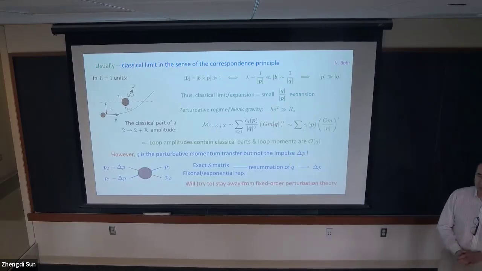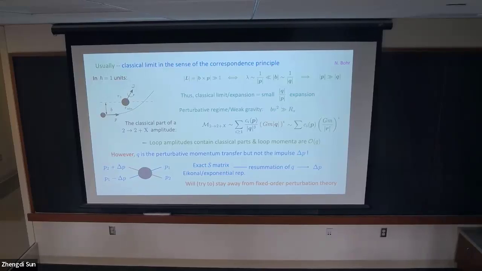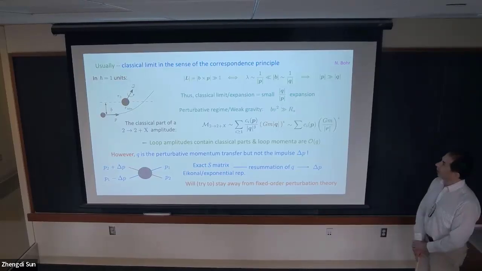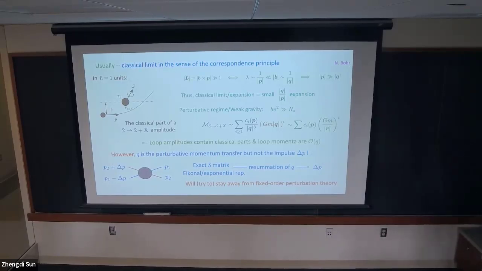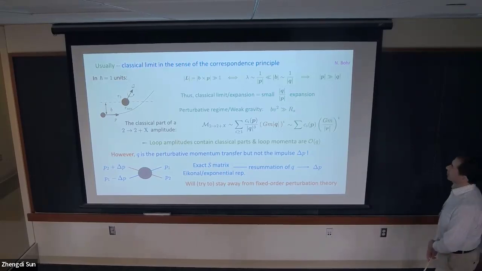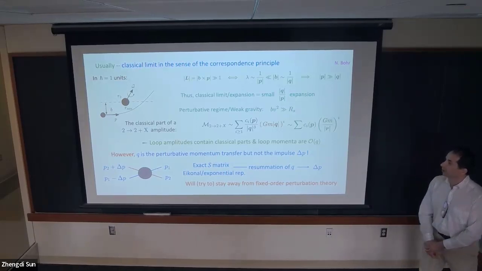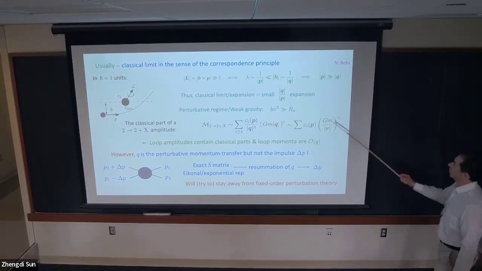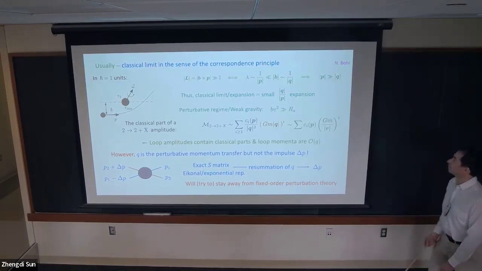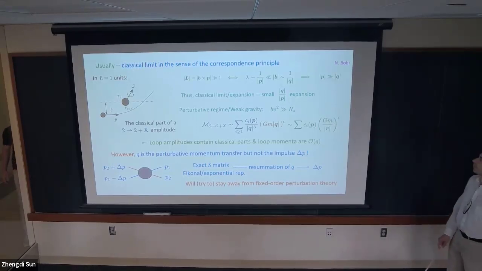Now, an important piece of input in this enterprise is the classical limit. This is understood in the sense of the correspondence principle. Going through a little bit of algebra, this indicates that the momentum that's being transferred in any one scattering event should be much smaller than the momentum of the incoming particles. We have to appreciate that this will be important later in the talk.